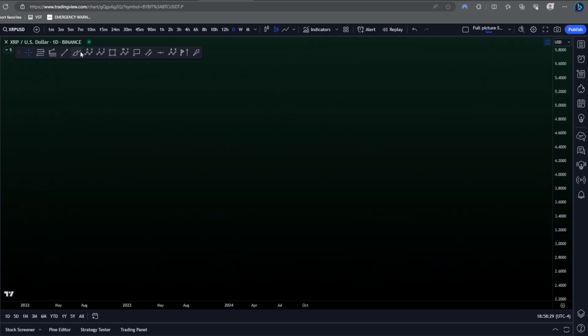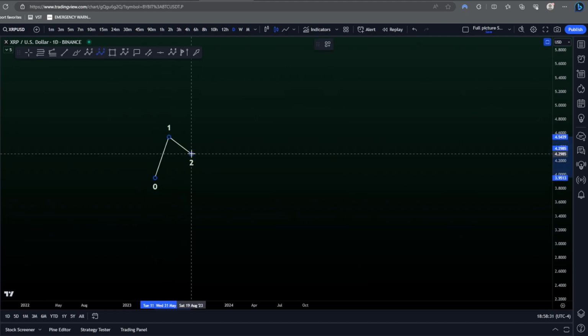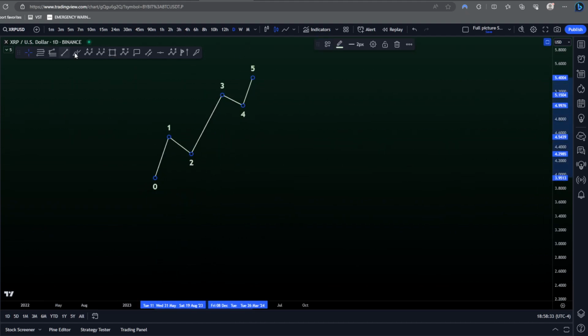Let's get rid of all this junk. We have our standard impulsive wave. It's thundering outside. Set in the mood.